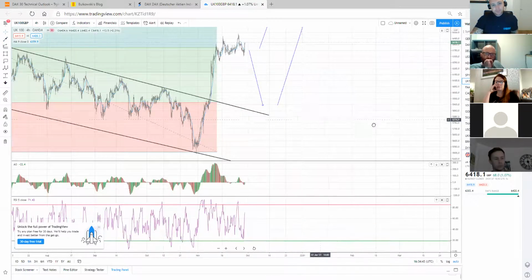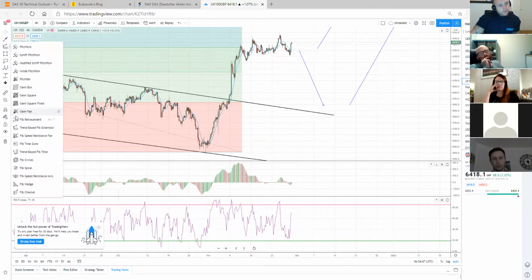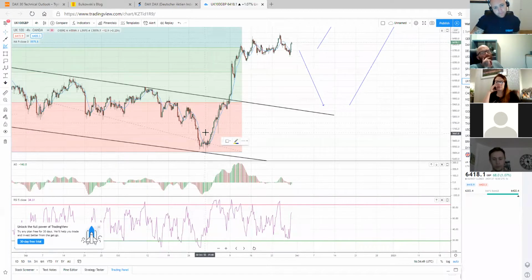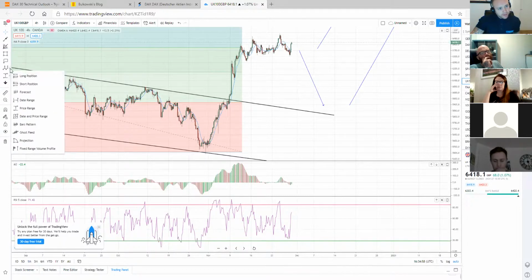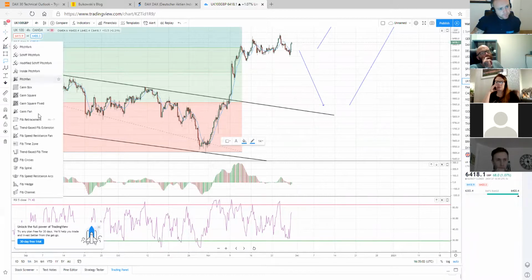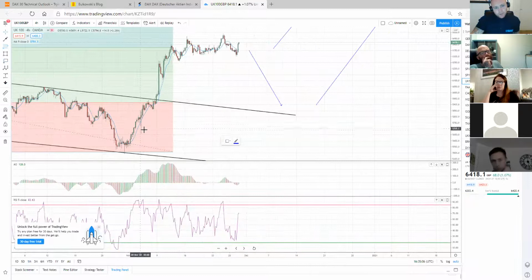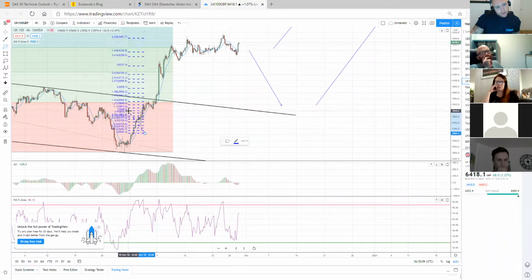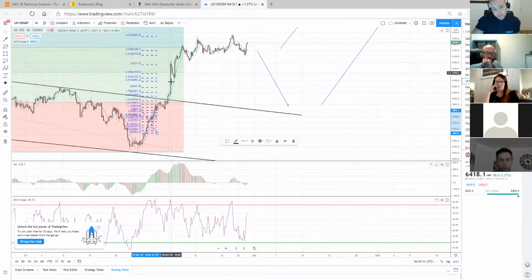But ideally, if we can get a pullback of some sort, using our Fibonacci tools again. Let me delete that one, it's the wrong one. Using our rules that we have, where do we put that? Again, exactly the same as DAX. Wave 1, wave 2, so the first pullback. Look for, well, to be honest, it might even be there.